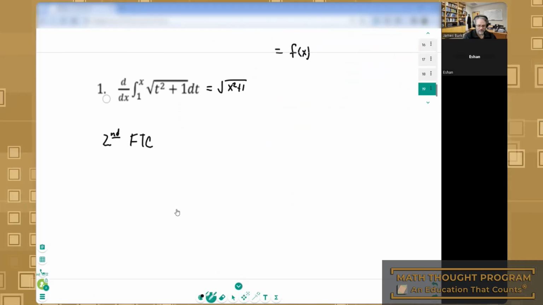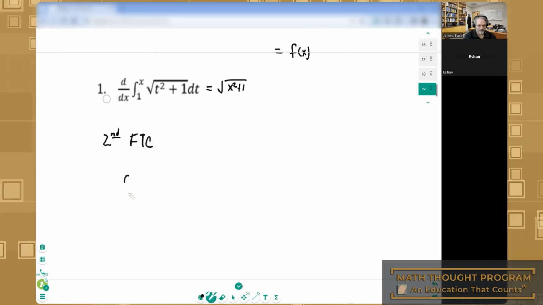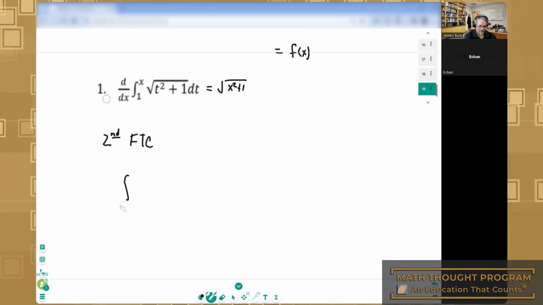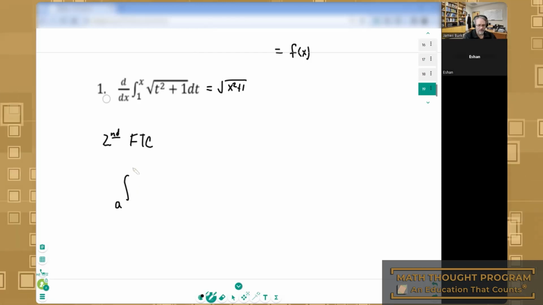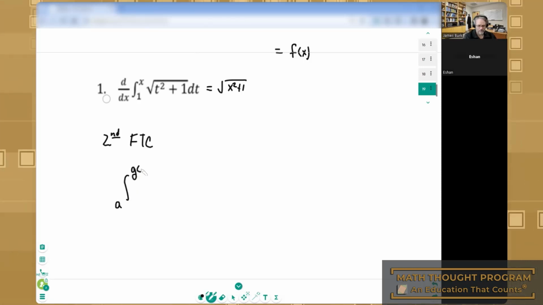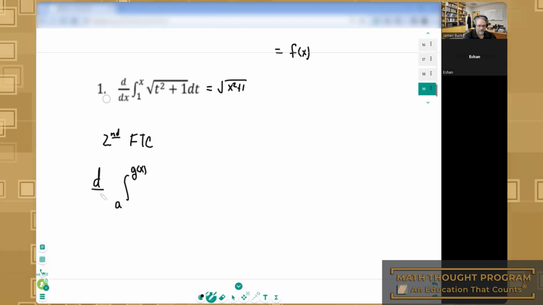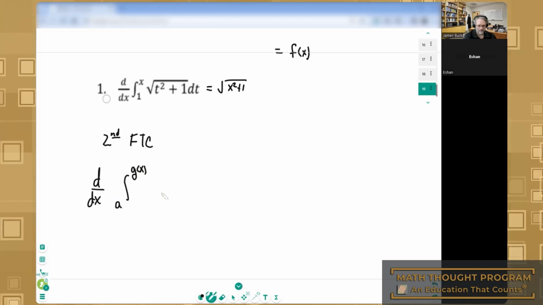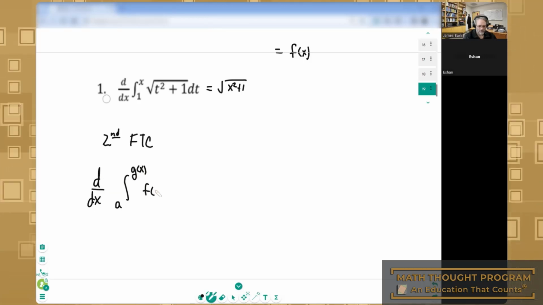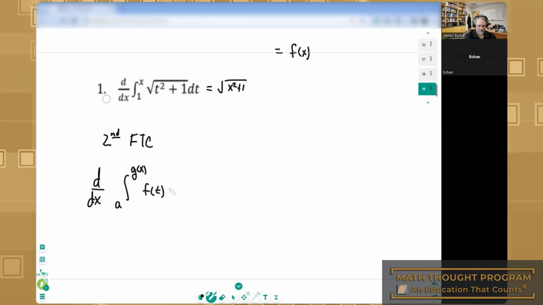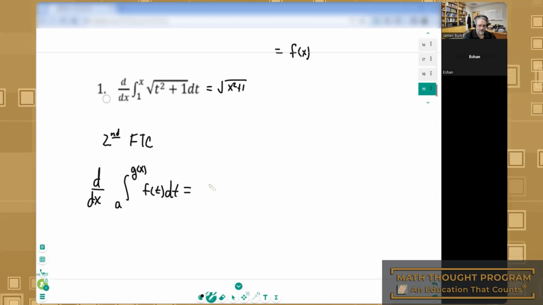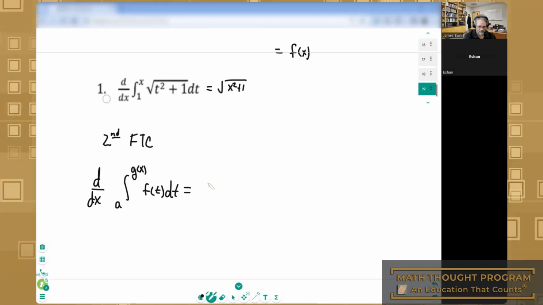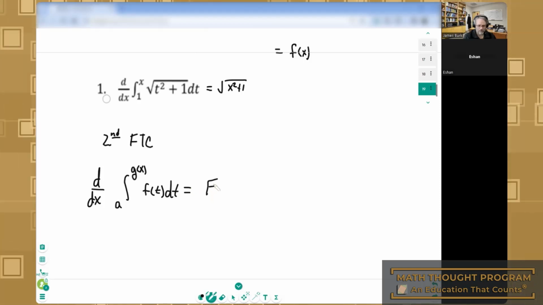So what the second fundamental theorem of calculus stipulates is, if I have a number down below, let's just call it a, and a function up top, let's call it g, and I'm going to take the derivative of this integral. And I have my function, we'll say f of t to not get confused with the x. And we're going to have the antiderivative of f, which would be capital F.